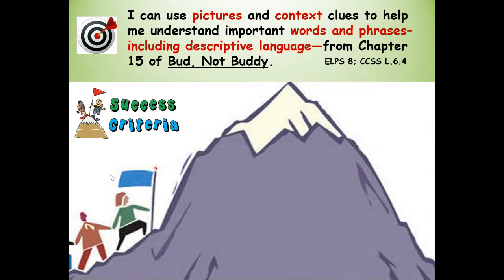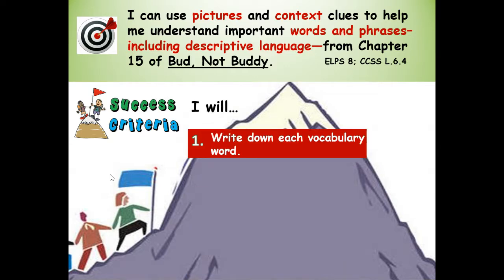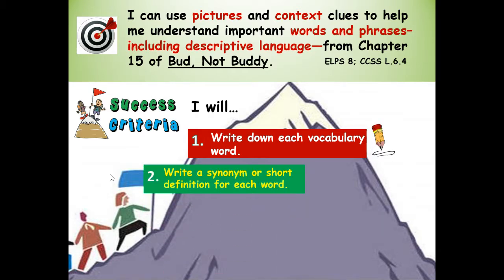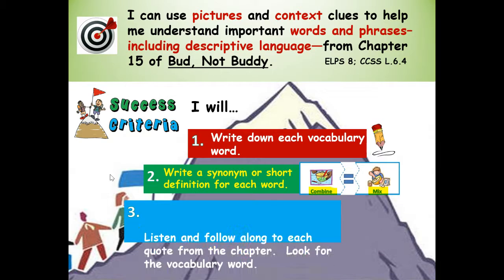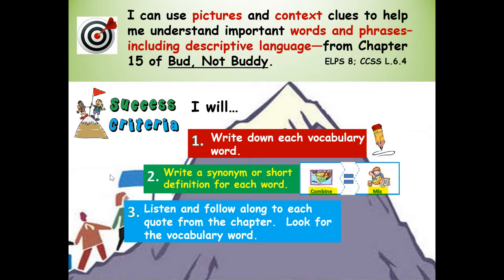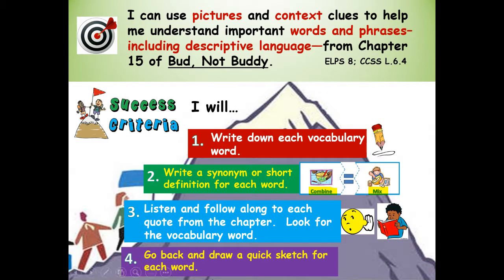Well, here are our steps to success. I will, number 1, write down each vocabulary word or phrase. Number 2, I will write a synonym or short definition for each word. Number 3, I will listen and follow along to each quote from the chapter and look for the vocabulary word or phrase. And number 4, I will go back and draw a quick sketch for each word.